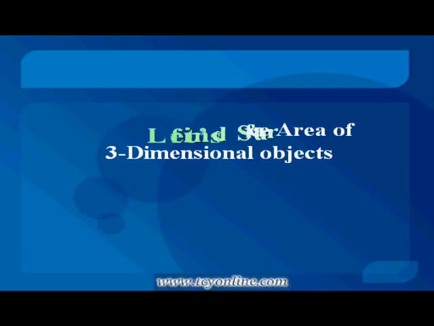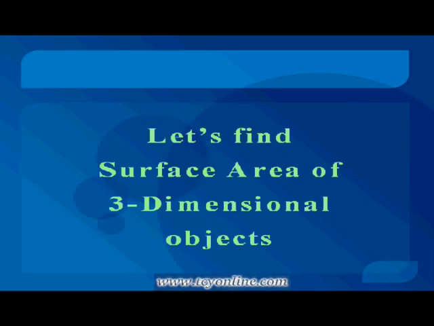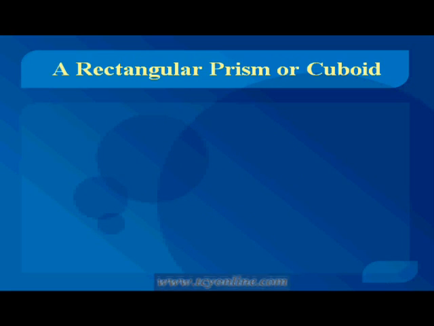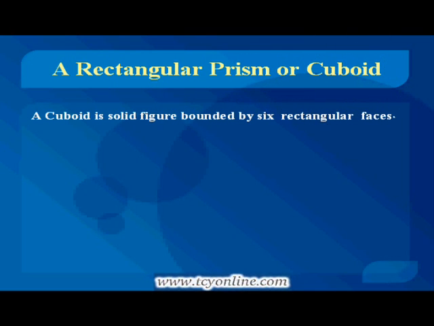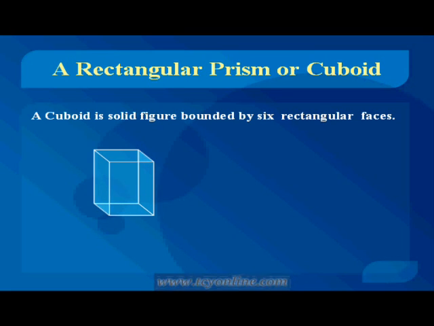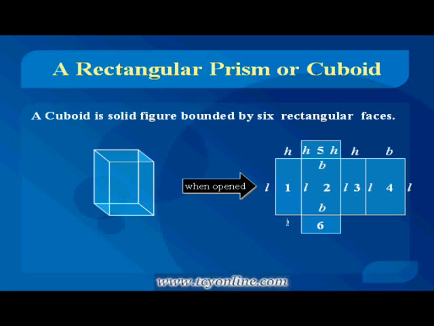We shall now find out the surface area of some 3-dimensional objects. Let us begin with the rectangular prism, which is also known as a cuboid. A simple definition of a cuboid describes it as a solid figure bounded by 6 rectangular faces. All the internal angles measure 90 degrees and the opposite faces are equal. Here is its geometric representation. When it is opened, we can see 6 different rectangular faces.